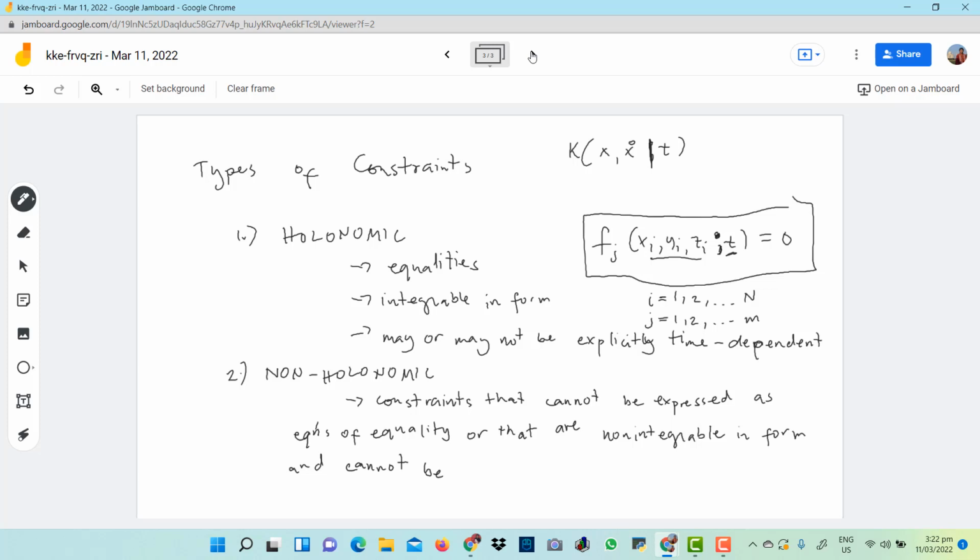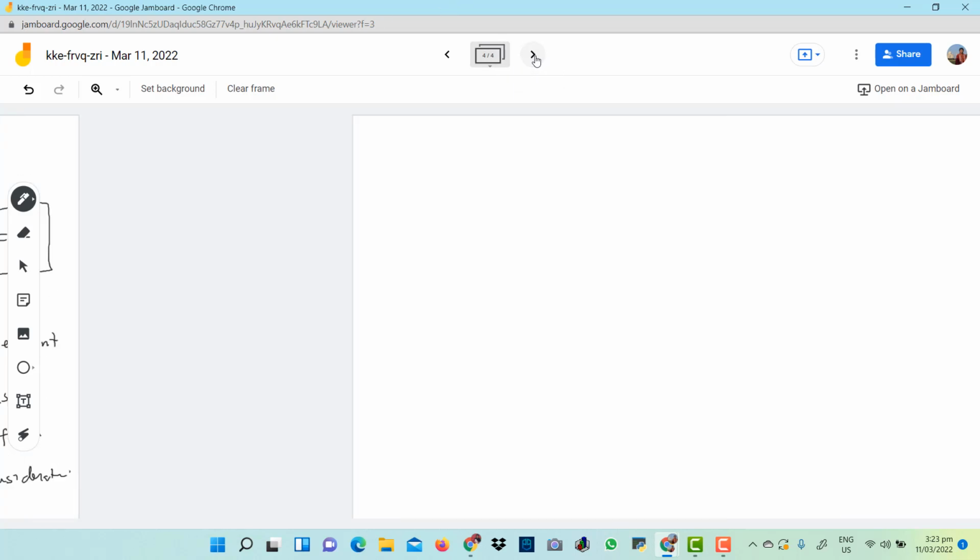Holonomic is an equality, an equation, while non-holonomic is not an equation. It is an inequality. Cannot be used to eliminate from consideration. Okay? So, an example. The best example of non-holonomic.